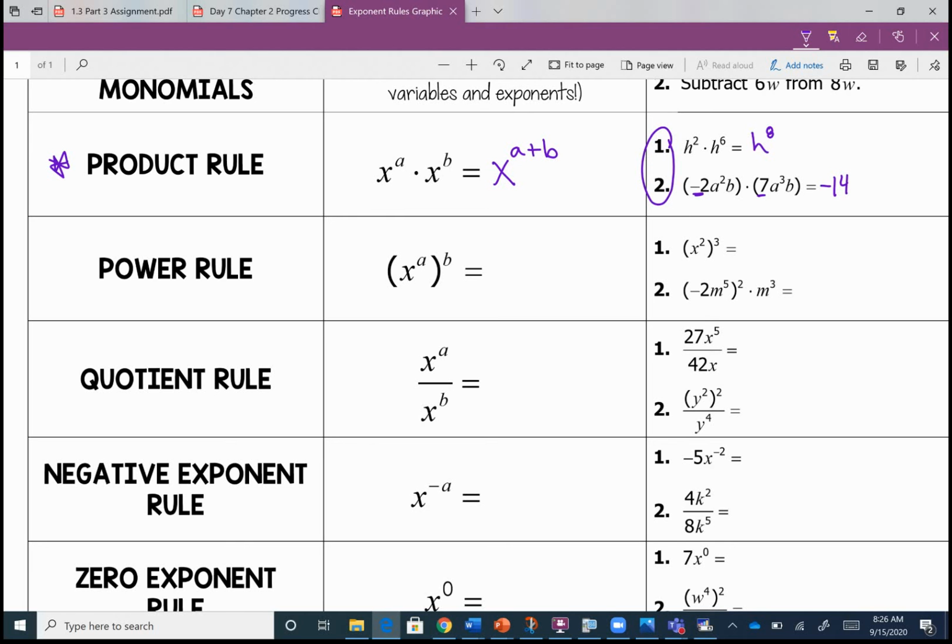Now, is it okay from there? What do I do with the a's? What are we going to get? A to the what? What do you think, Sam? A to the 6. A to the, what are we going to do with the exponents? We're going to add them.